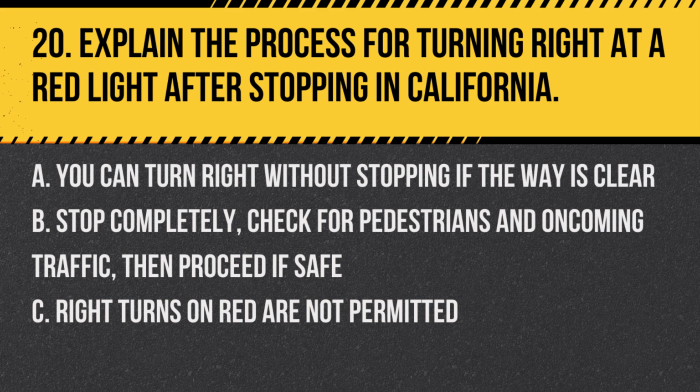A. You can turn right without stopping if the way is clear. B. Stop completely, check for pedestrians and oncoming traffic, then proceed if safe. C. Right turns on red are not permitted. Answer: B. Stop completely, check for pedestrians and oncoming traffic, then proceed if safe. California law allows right turns on red after a full stop, provided it is safe to do so, and there is no sign prohibiting the turn.